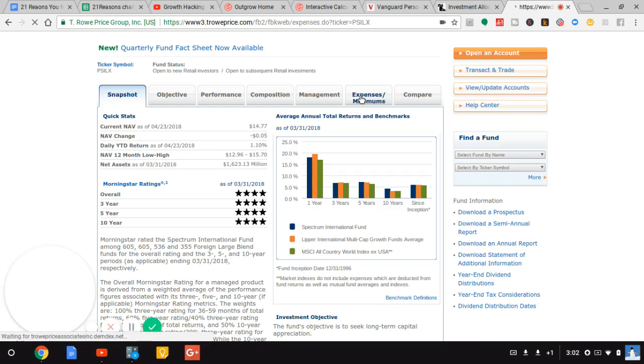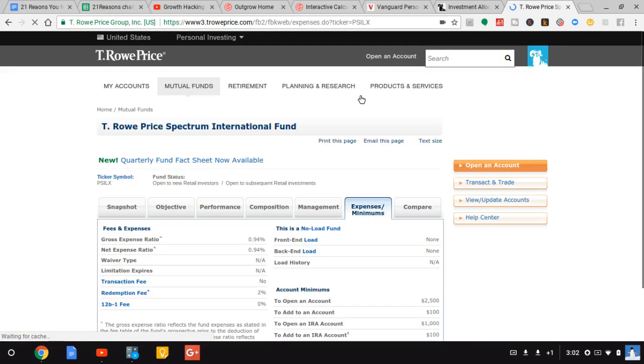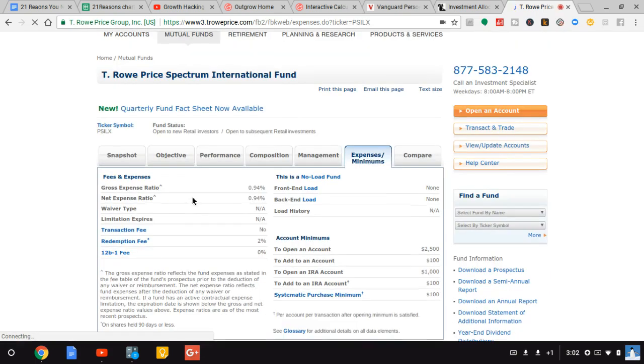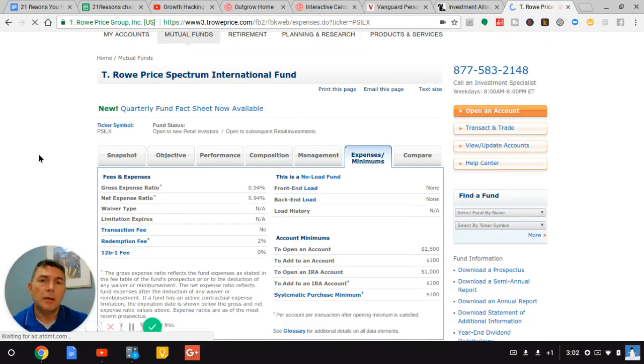So remember, on these accounts, you're not paying an actual fee for investment management. You're paying a fee to the mutual fund. So you have an expense ratio. Yeah, 0.94. That's pretty cheap for an international fund, 0.94. And T. Rowe Price is pretty low. I mean, they're pretty good for sure.